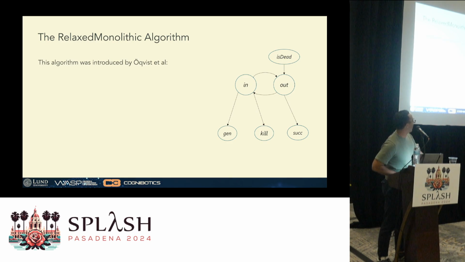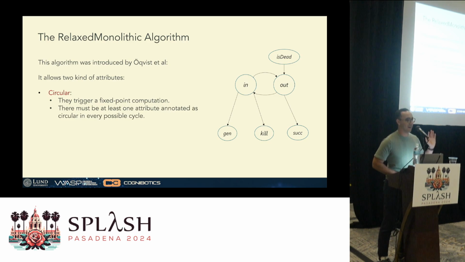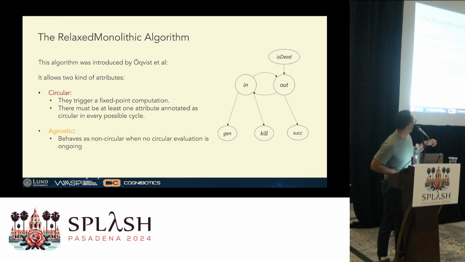This algorithm allowed the coexistence of two kinds of attributes. Again, circular, which trigger fixed point computation, but this time there has to be at least one attribute labeled as circular in each cycle. So we don't have to annotate everything. We just have to have at least one circular attribute in each cycle. And then instead of non-circular, we have agnostic attributes. Agnostic attributes behave as non-circular if they are not called inside a circular evaluation, and as soon as they are evaluated inside a circular evaluation, they become circular. So they behave as circular.